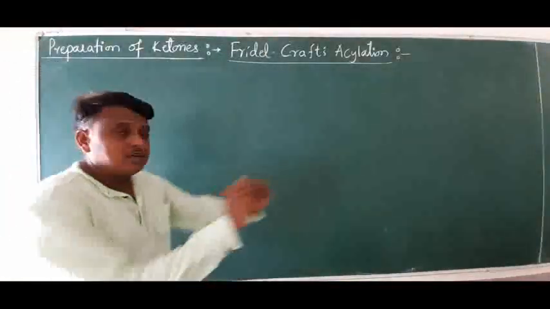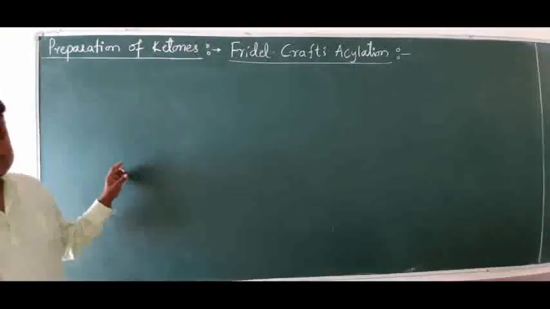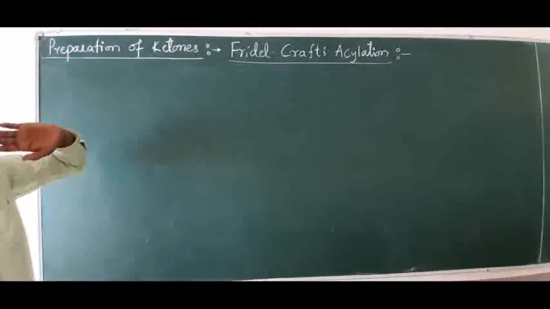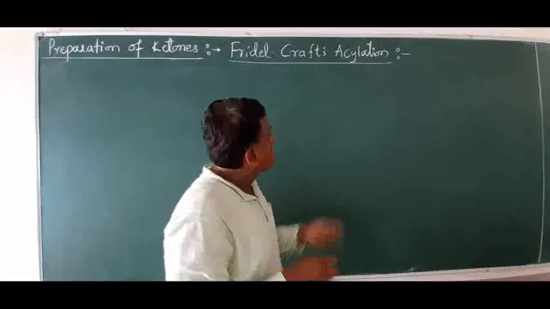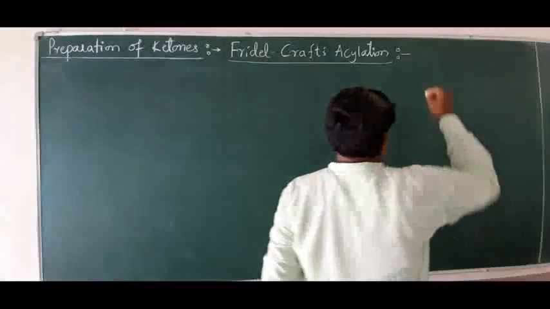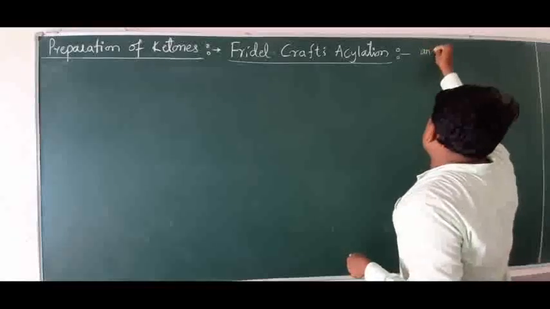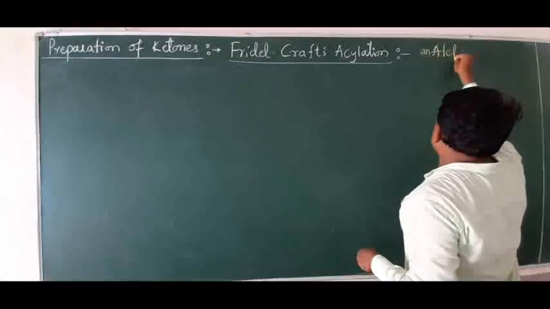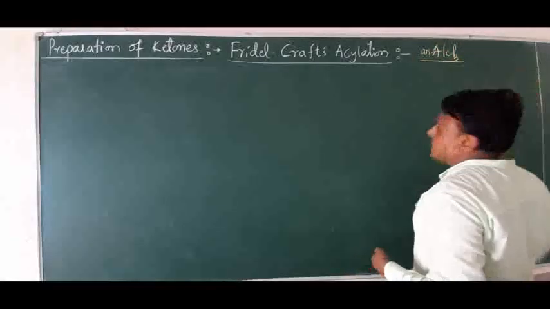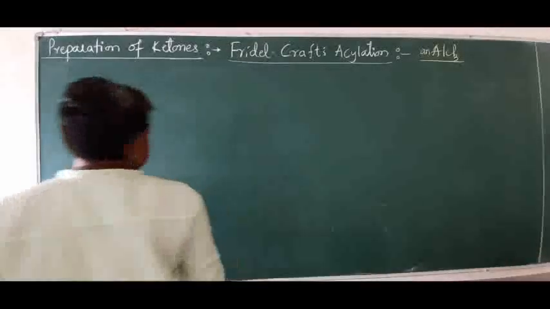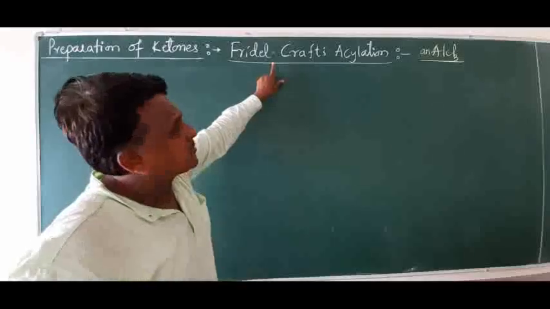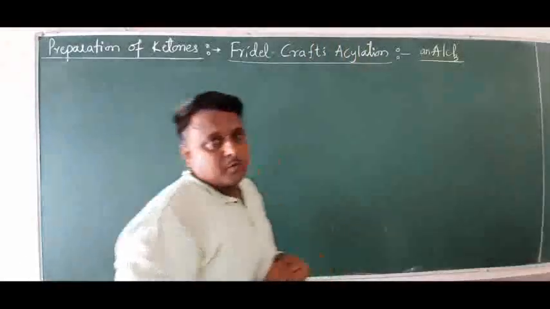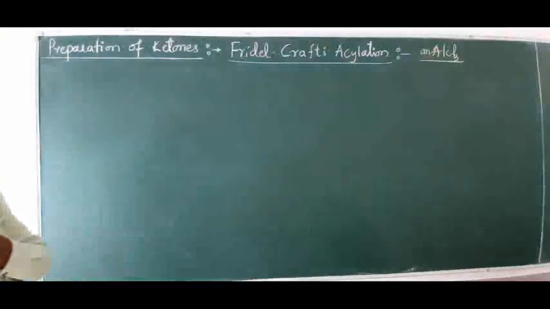Welcome to everyone. Now we move on to the next preparation of ketones. The name of the reaction is the Friedel-Crafts acylation reaction. Friends, we already know the Friedel-Crafts reaction, where the reagent is anhydrous aluminum chloride, AlCl3. Anhydrous aluminum chloride is the reagent we used in the Friedel-Crafts reaction in the last chapter, because aluminum chloride helps to generate the electrophile.